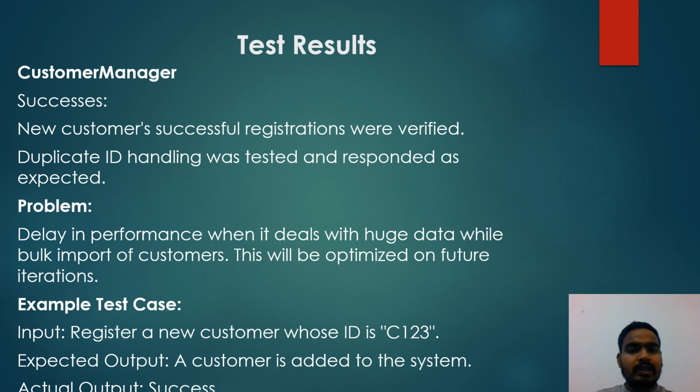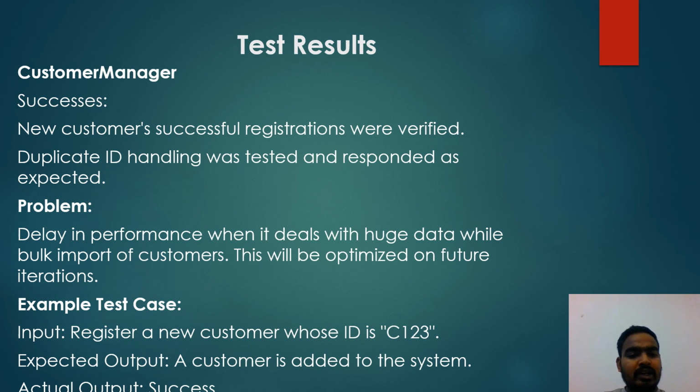And test results: customer management success and a problem example in these test results. I will explain the customer manager problem example test case. The customer manager is also a success. New customer successful registration was verified. In case the system detects a duplicate ID, handling was tested and responded as expected. Problem: delay in performance when dealing with huge data during bulk import of customers. This will be optimized in future iterations.